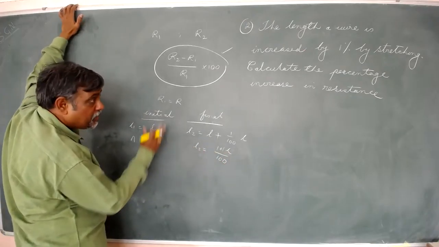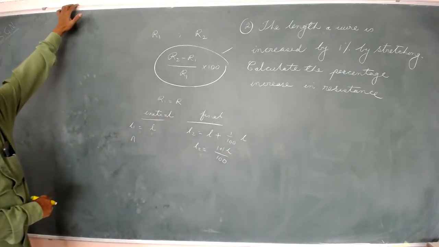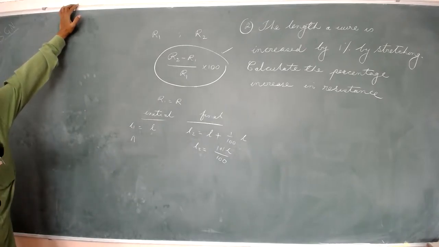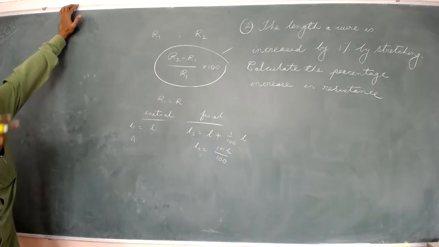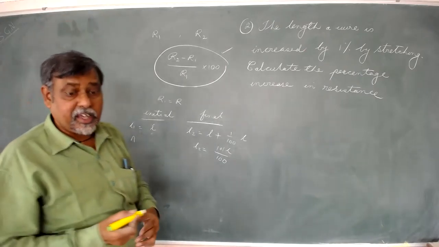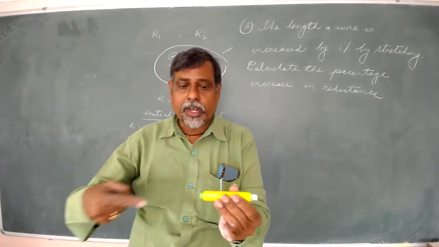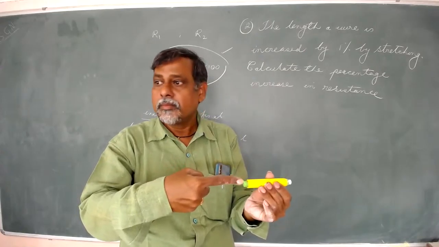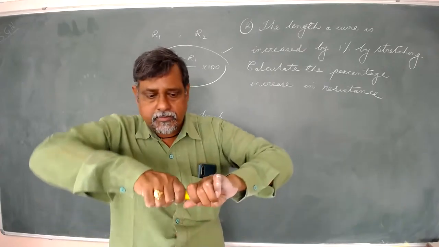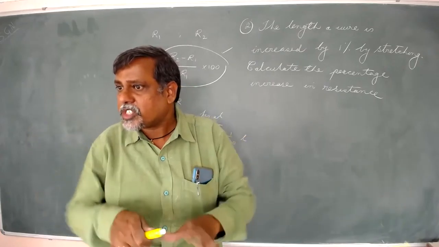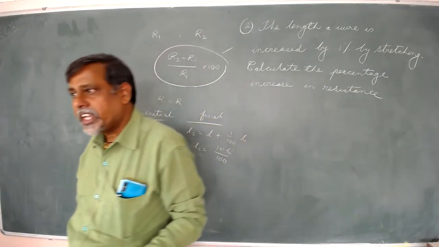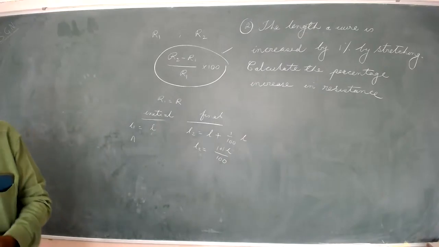This is the final length. But what about the area of cross section? By stretching. If I don't mention the word stretching, you may think, this is one conductor, one more conductor is attached. Then there will be no change in the area of cross section, only the length will change. When you stretch like this, what happens? The thickness of the wire decreases.